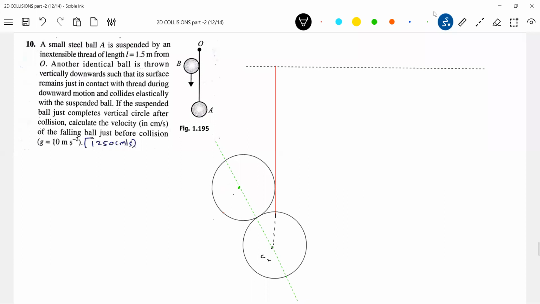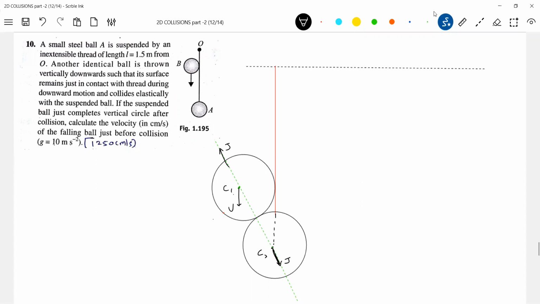Just before collision, it is having velocity u like this. Then we know any impulse will act here. And the impulse on this will act here. So look at the question now.